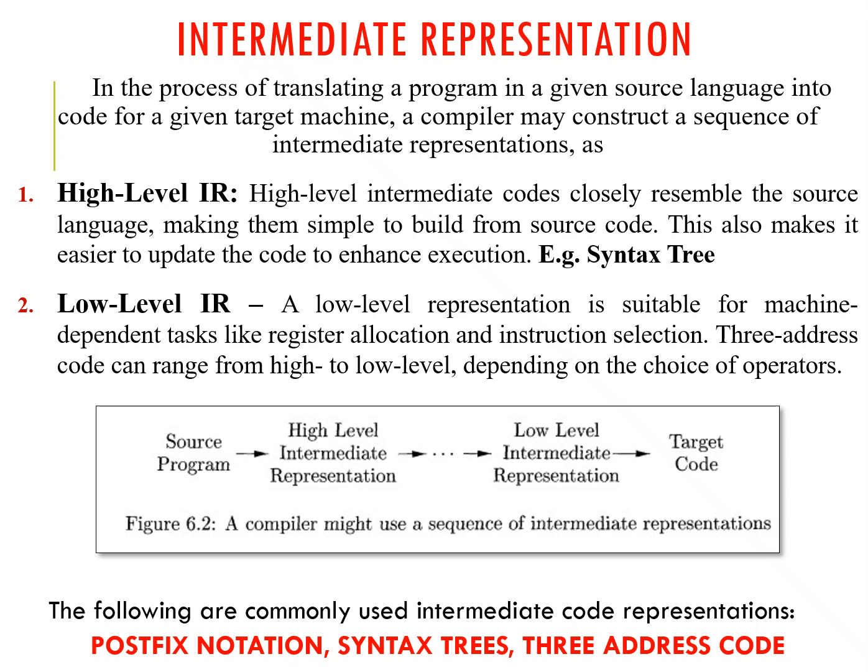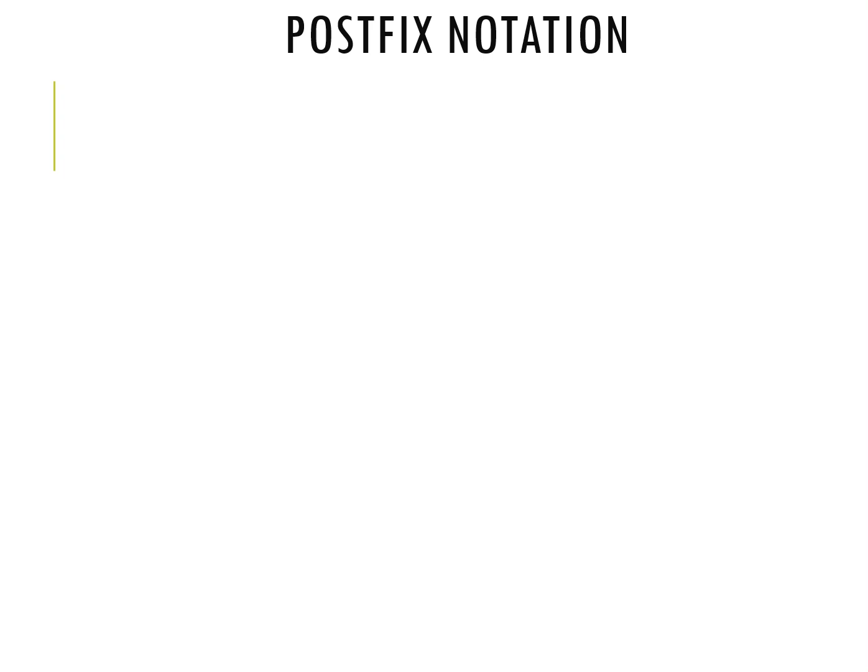What are the various ways of representing an intermediate code? Your answer is, an intermediate code can be represented in three ways: postfix notation, which is also known as reverse Polish notation, which will be coming in my next slide; second is syntax tree; and the third is three address code. We will understand each of these concepts in the upcoming part along with examples.